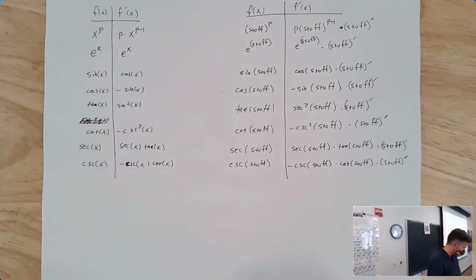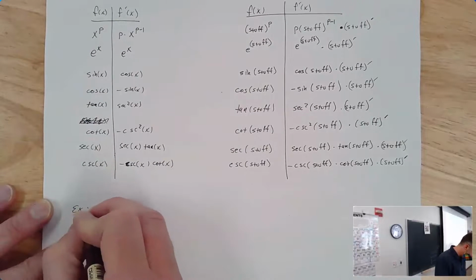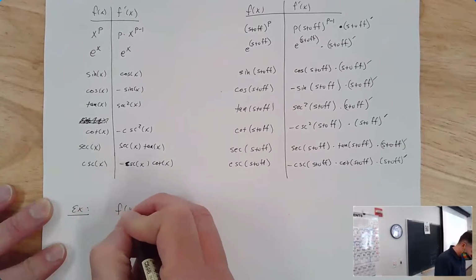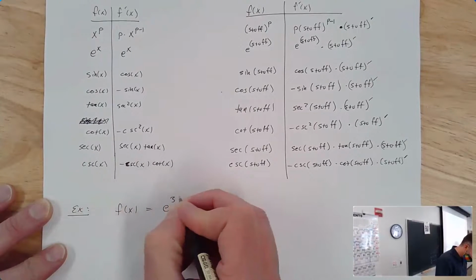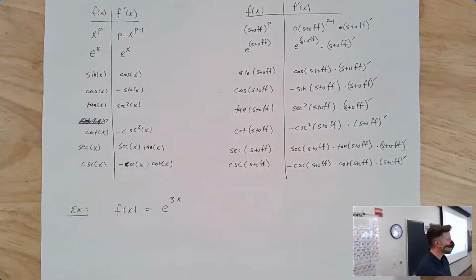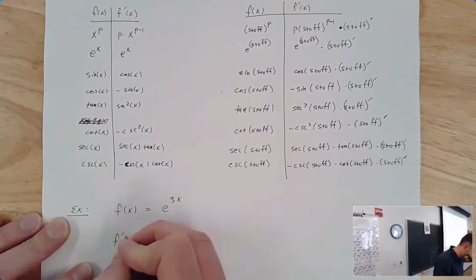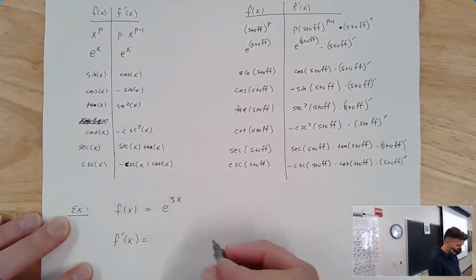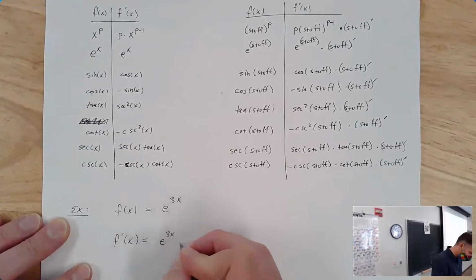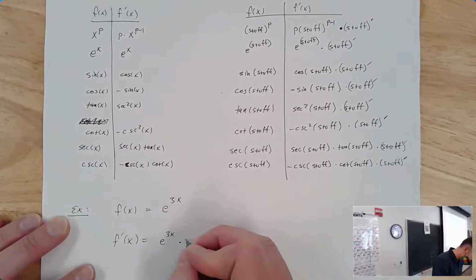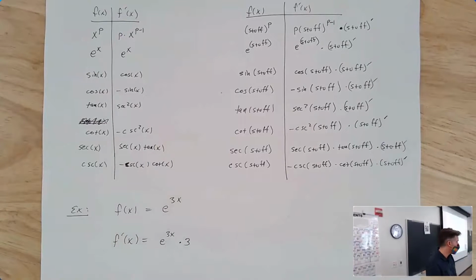So, for example, if my function is e to the 3x, as soon as I write that, I'm like, oh, that's e to the stuff. And I know the derivative is going to be, well, the derivative of e to the stuff is e to the stuff times what? The derivative of the stuff.